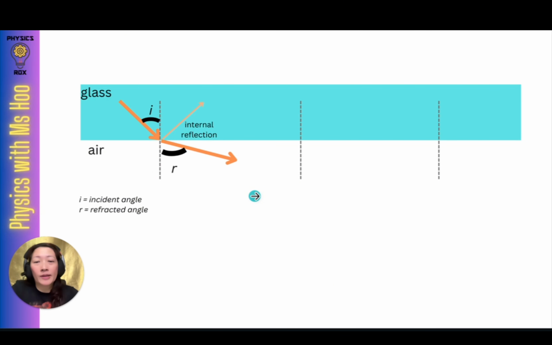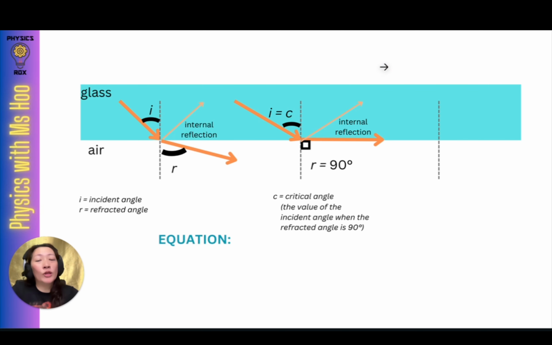If you keep increasing I, you'll come to a point where the light ray will end up traveling along the boundary between glass and air. That means that the angle between the refracted light ray and the normal line is 90 degrees. Because it's a very unique situation, the value of the incident angle at which this happens is known as the critical angle. The symbol used to represent the critical angle is normally C. So C is the critical angle, which is the value of the incident angle when the refracted angle is 90 degrees.